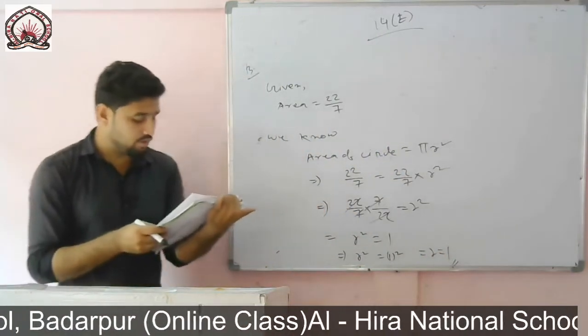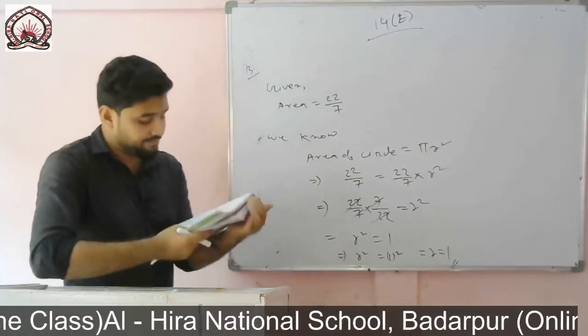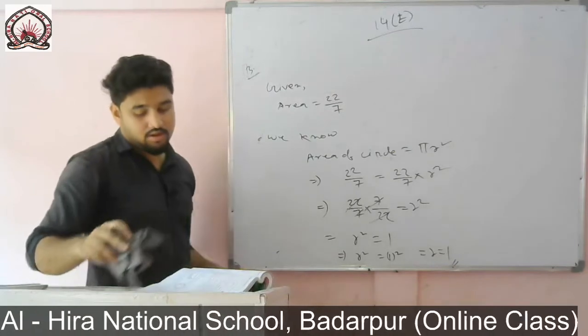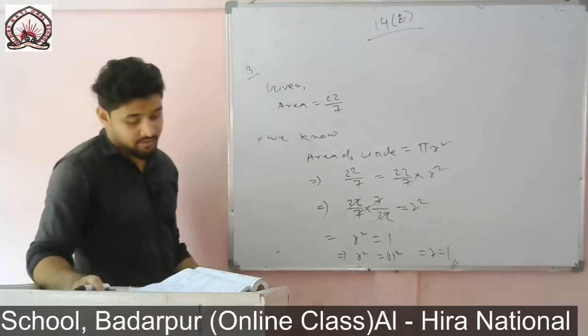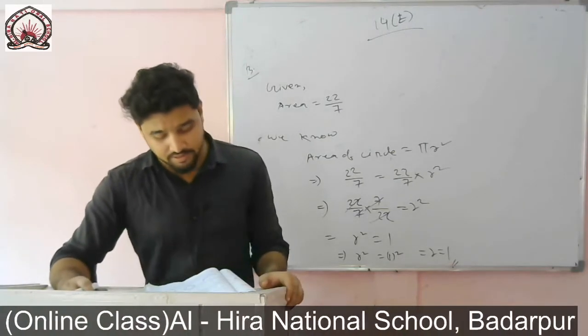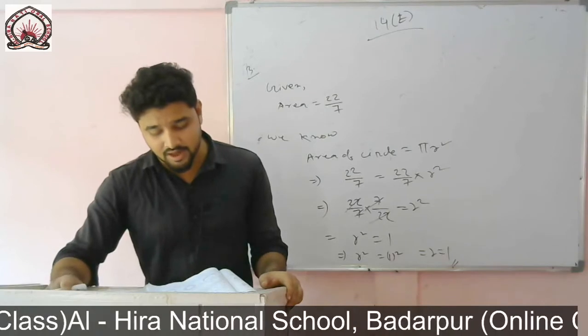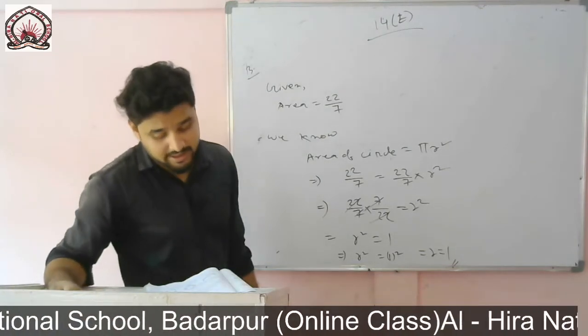Like this, you can do question number 2 also, and question number 3 also. Just change the mixed fraction, then you will get the answer. These are all easy. Question number 4: taking pi equals 3.14, find the diameter of the circles whose areas are given.